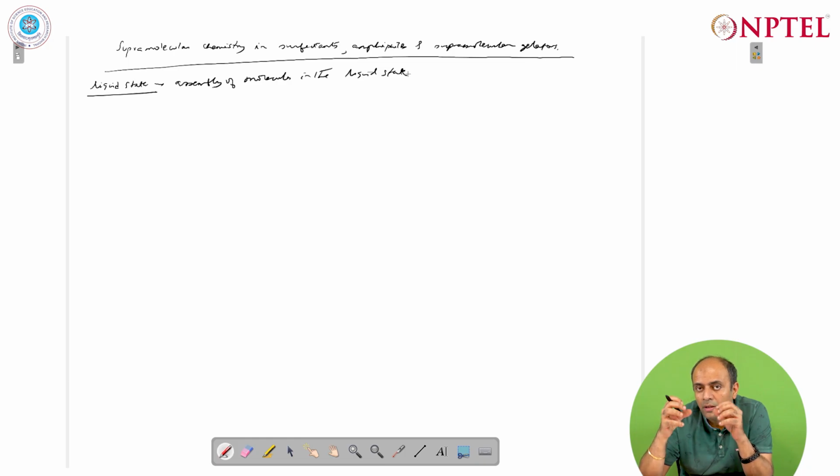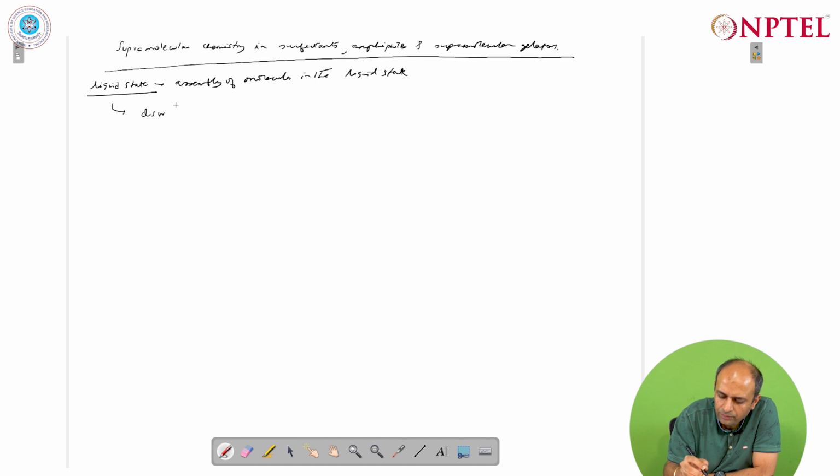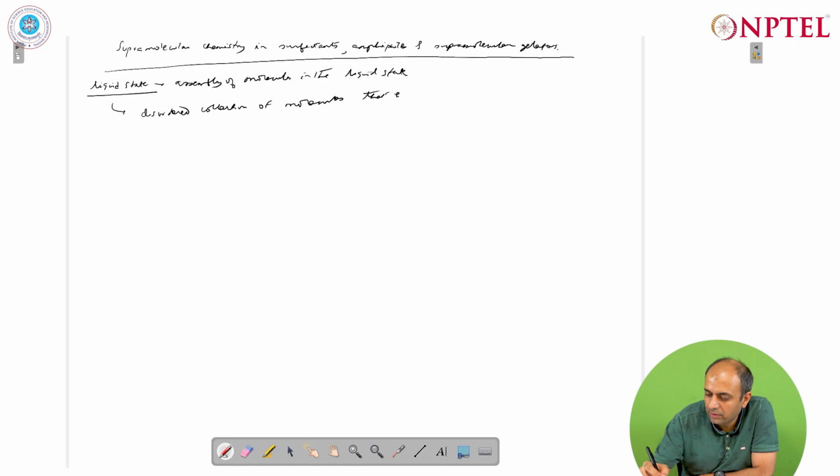However, the extent of ordering is much reduced compared to that of the solids. So the liquid state is a disordered collection of molecules that exhibit rapid motion. This is the first property or attribute of the liquid state.